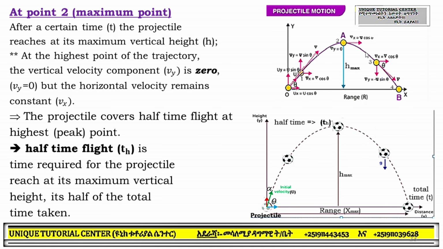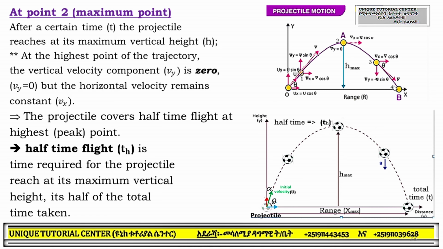While the object is moving downward, for every second, the velocity increases by 10 meters per second due to gravity. The horizontal velocity component still remains constant until the end. We need to know this. So where are we now? At the maximum point, at the peak point. So the vertical velocity component becomes 0, Vy is 0, but Vx remains as Ux. So the projectile has covered half of its trajectory.